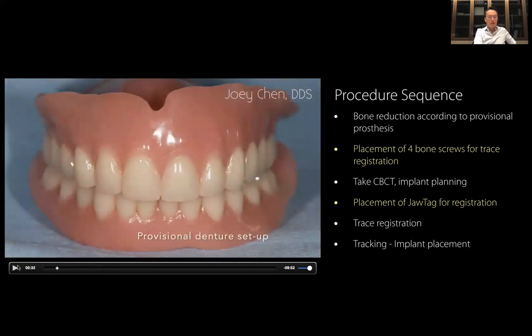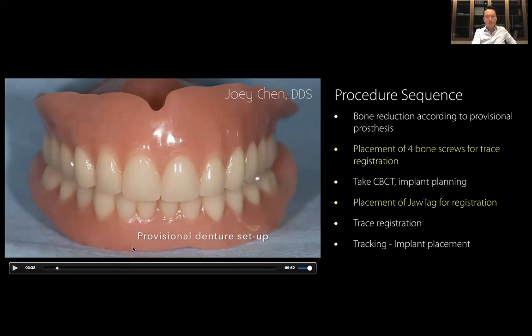Now, let me explain this. These are the provisional denture setup. And for me to make a final prosthesis for the mandible, I know I need about 14 millimeters of vertical space. Okay, so here on this mandibular denture, I measure from the occlusal surface to the denture flange, I measure 14 millimeters and I cut off the extra.